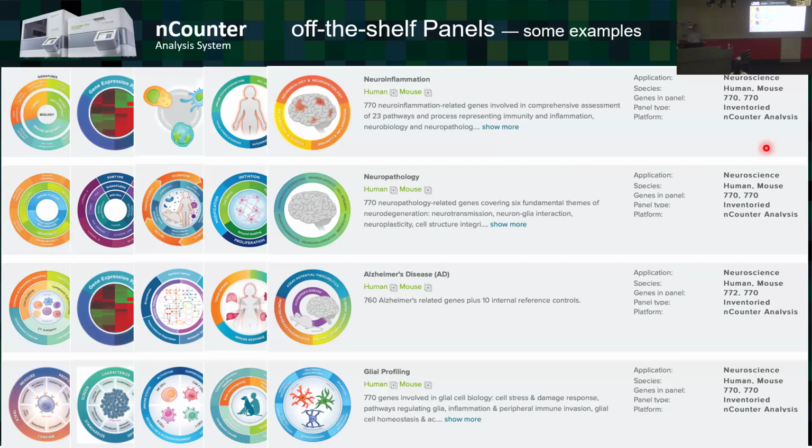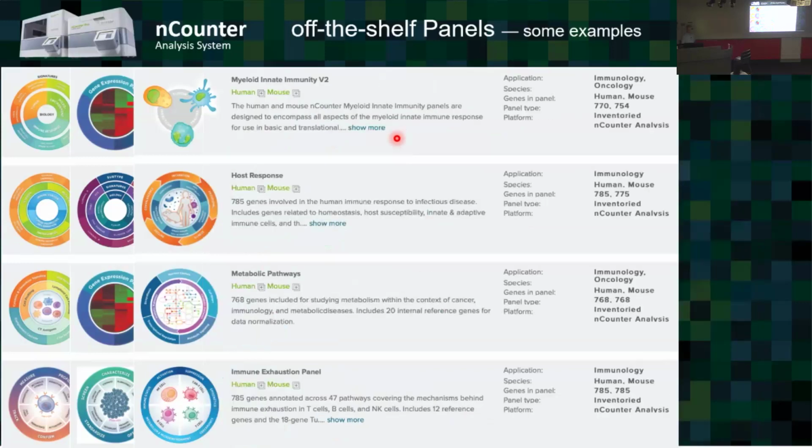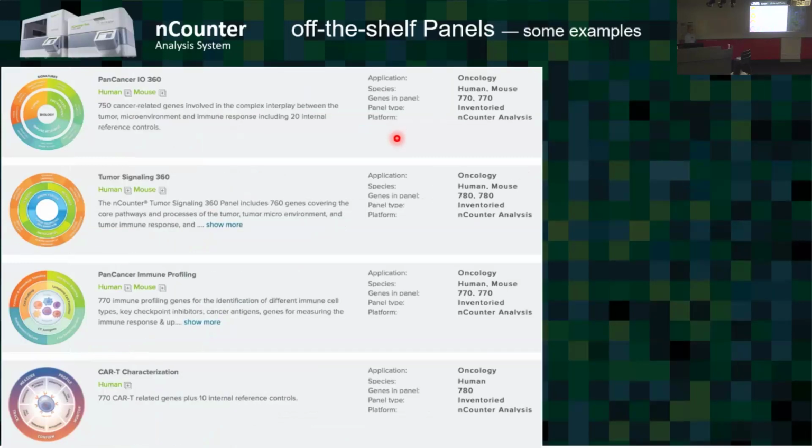The thing is, these are all big. So if we look at this top one, for neuroinflammation, 770 targets, and typically it'll tell you how many housekeeping genes. I haven't listed that on that one. Crazy me. But typically, yeah, here's a good example: 750 cancer-related targets here, and 20 internal reference controls. That's housekeeping genes. Why are there so many?